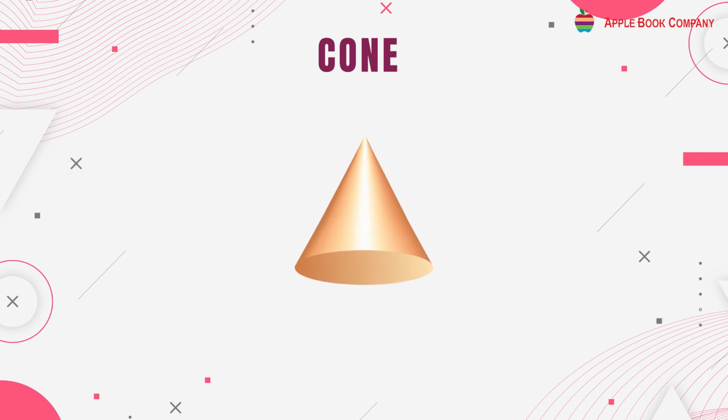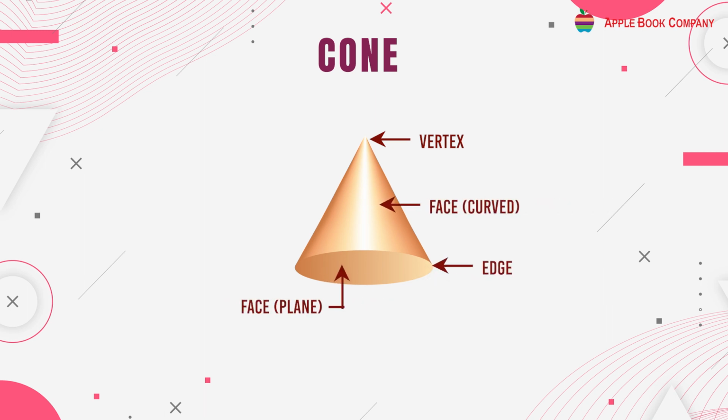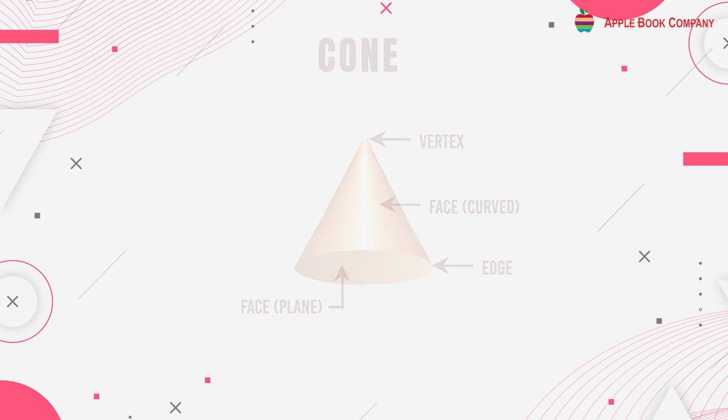A cone has 1 vertex, 1 edge and 2 faces. One face of a cone has a curved surface. The other face of a cone has a plane surface. Edge of a cone is also curved.